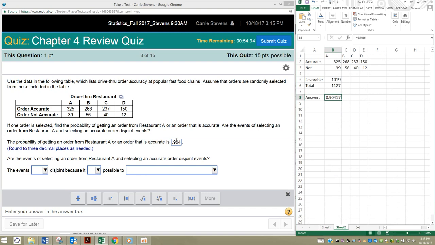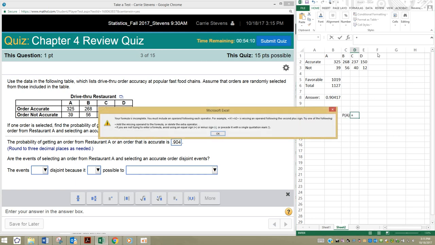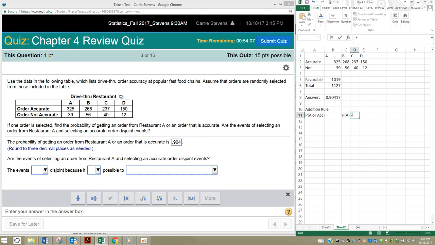All right, so there's my answer. And using the addition rule, that would have been the probability of restaurant A or accurate would have been equal to the probability of restaurant A plus the probability of accurate, and then minus, actually I don't need to be doing this in here, I'm just trying to let you guys see.